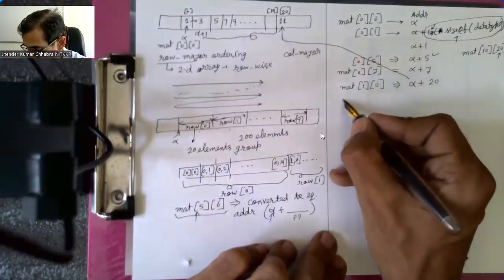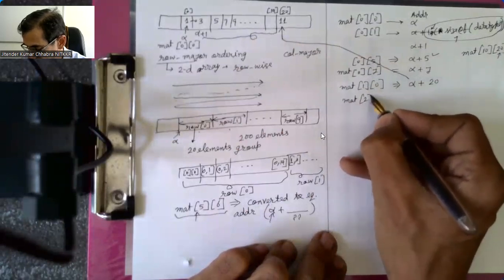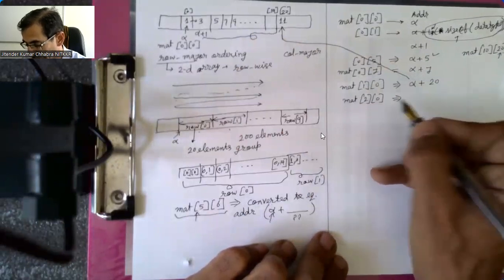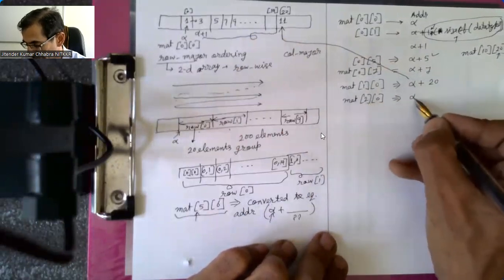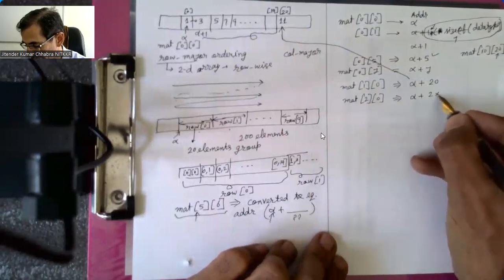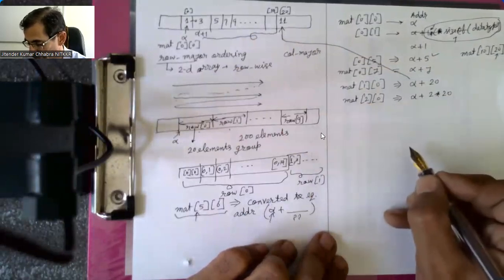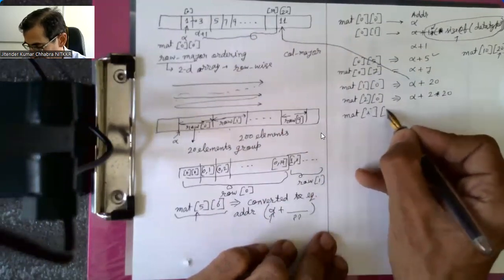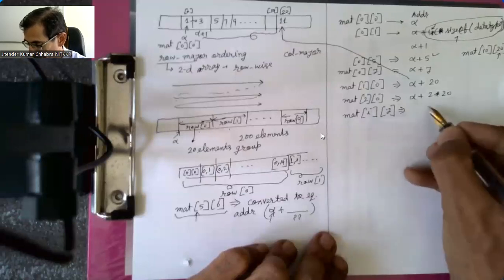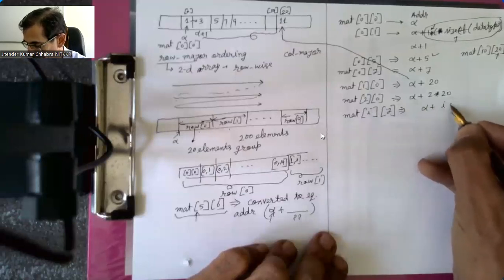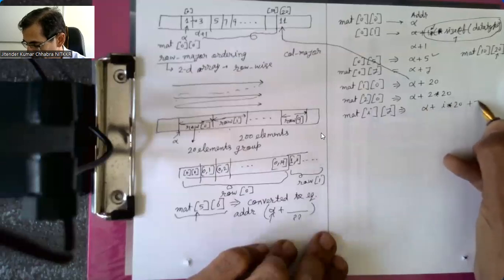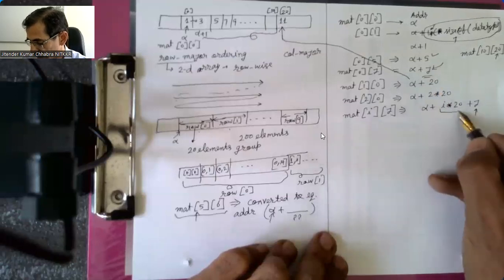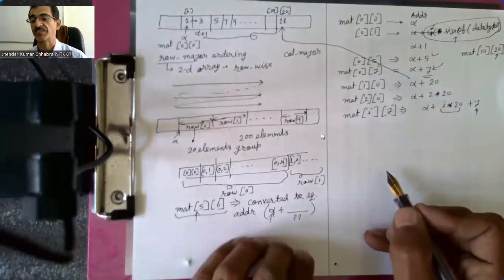Just imagine, what about mat 20? 20 will mean row 0 also over and row 1 also over. Means 20 elements of row 0 and 20 elements of row 1. That effectively means alpha plus 2 into 20. So in general, if I say mat ij, it means alpha plus i into 20 plus j. J was directly added. And based on i, this will be the address.